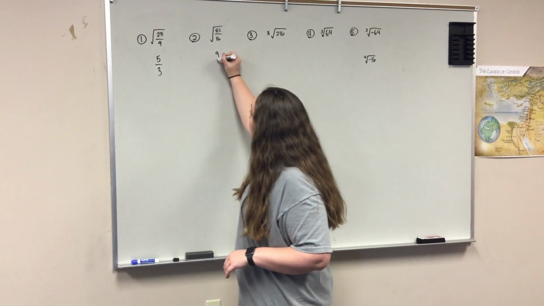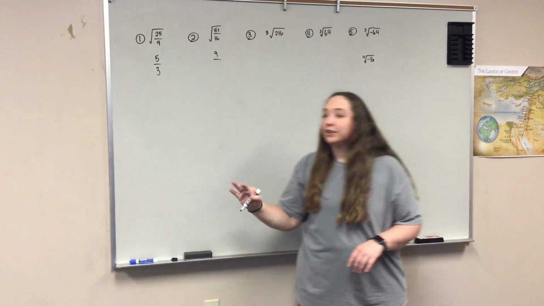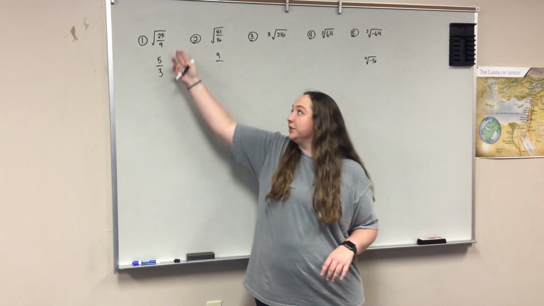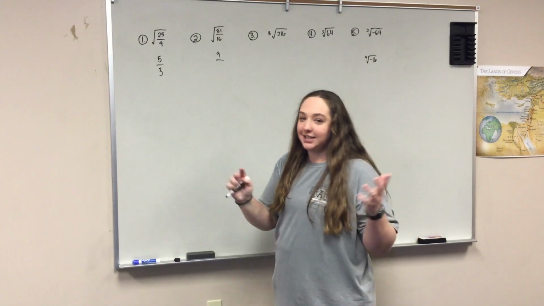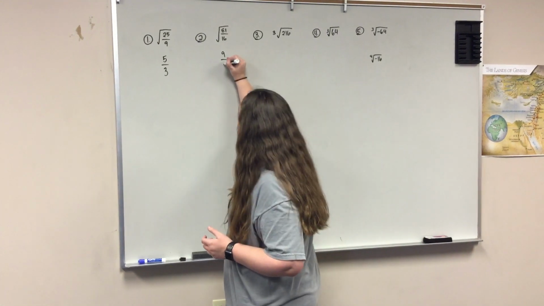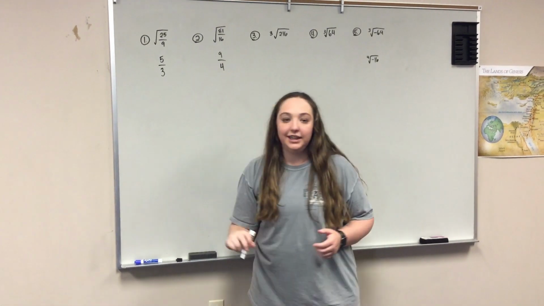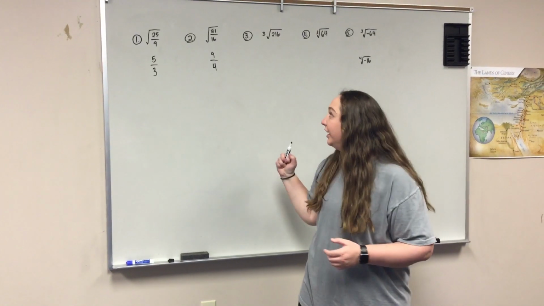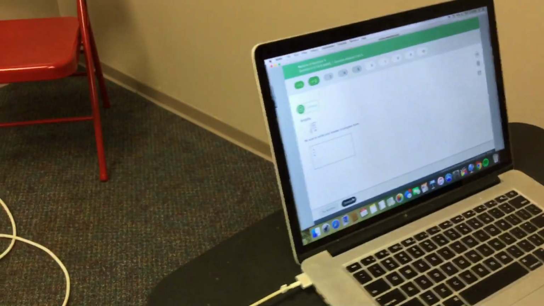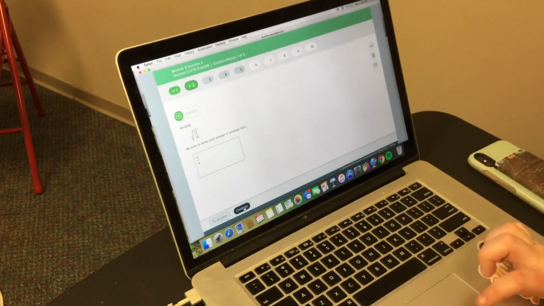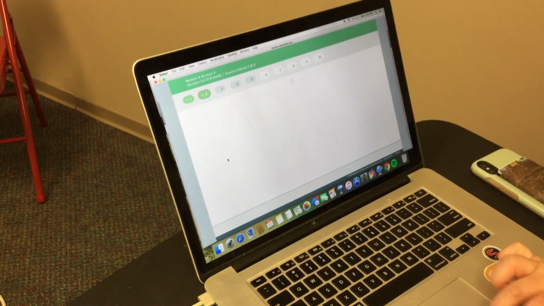And then 16, well, if 3 squared is 9, and 5 squared is 25, we need to find something in between that, and the best thing to use is 4. So 4 squared is 16, so the square root of 16 is 4. And I already put that one in here, but then my video messed up, so that answer's already in there, and it's already correct. So we're gonna move on to number 3.